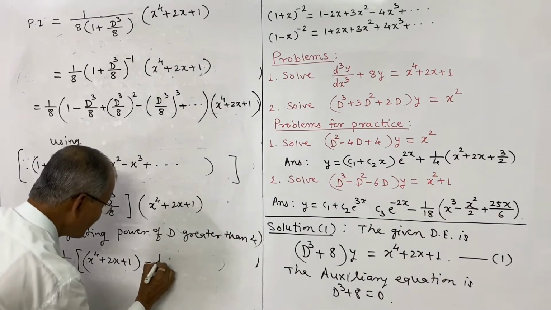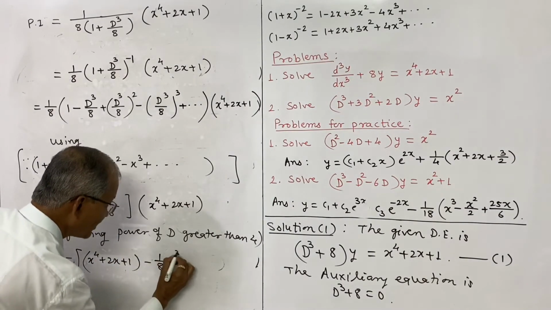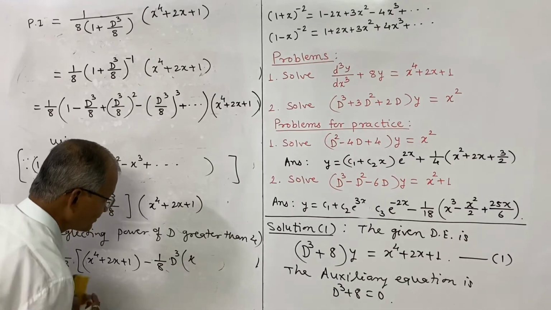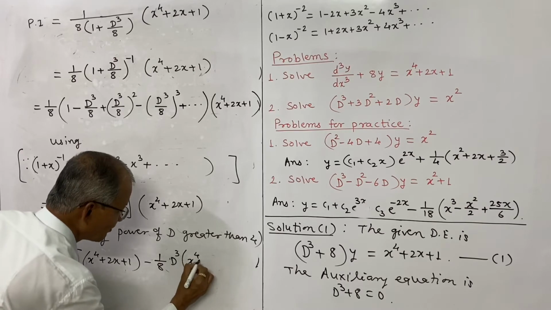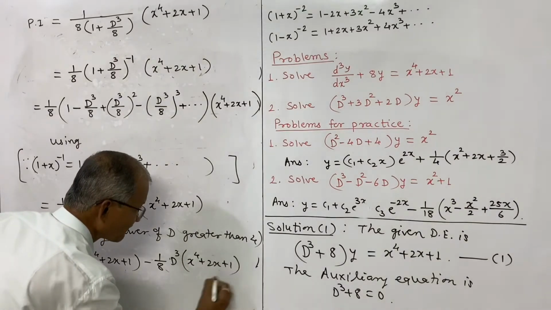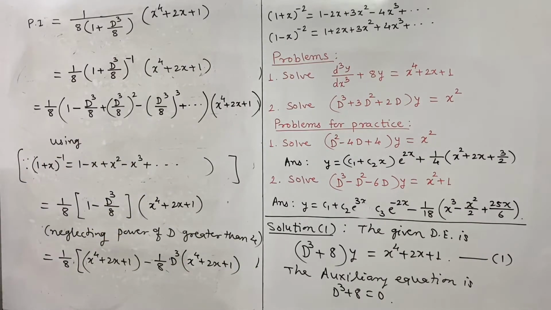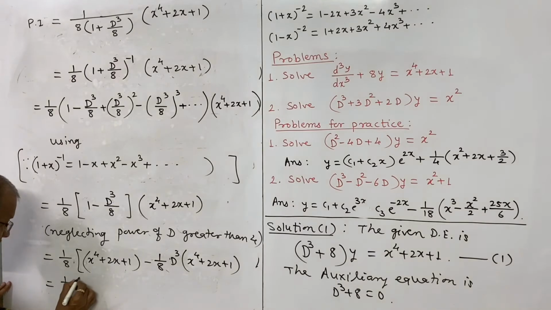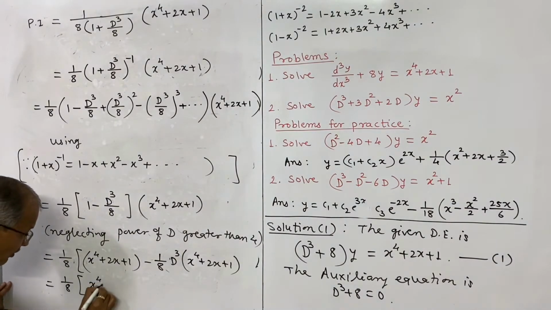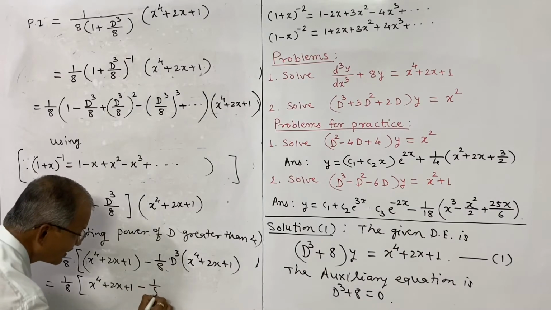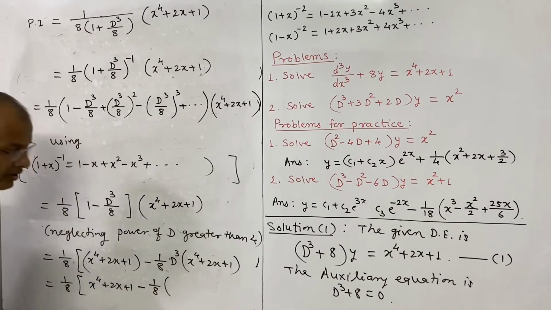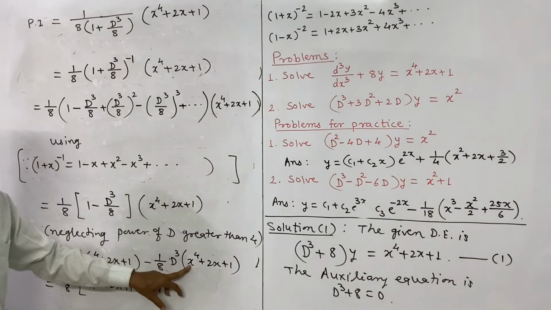8, that is 1 by 8 d cube of x power 4 plus 2x plus 1. So this will remain the same, that is 1 by 8 into bracket x power 4 plus 2x plus 1 minus 1 by 8. Now we have to operate d cube on it, each term. d cube means third order derivative.